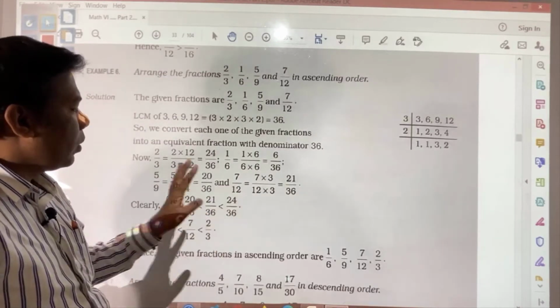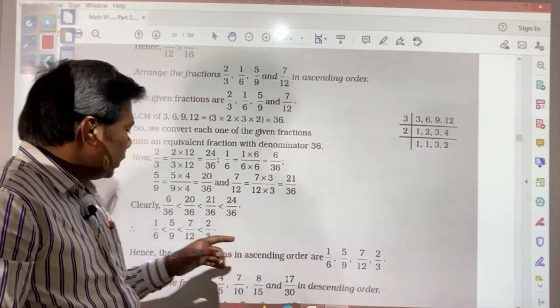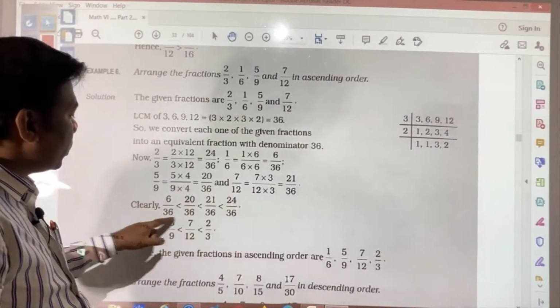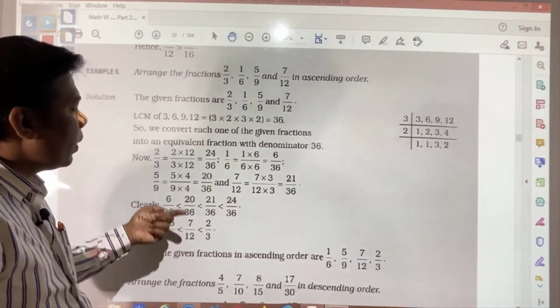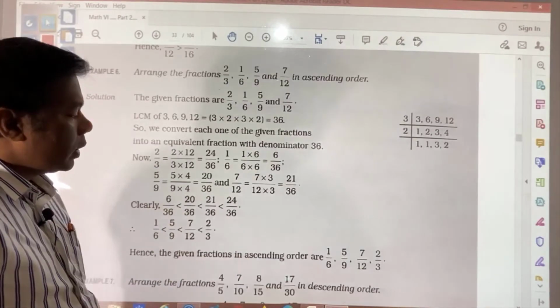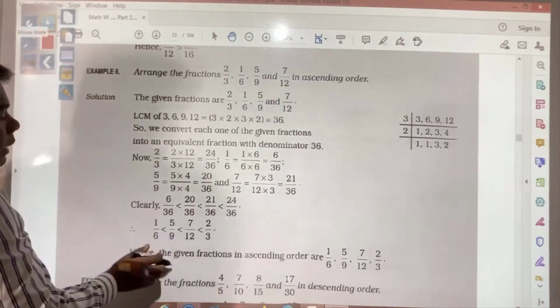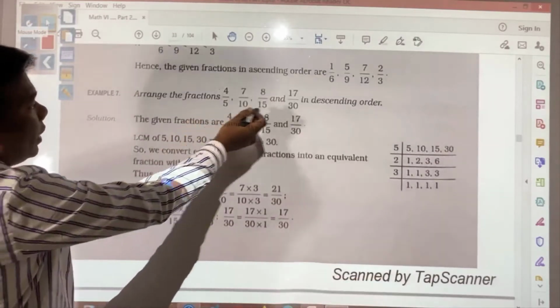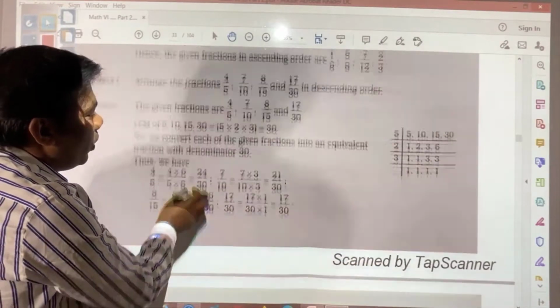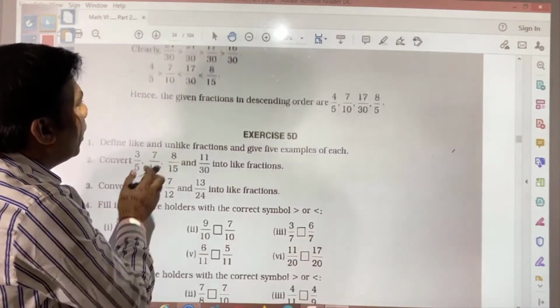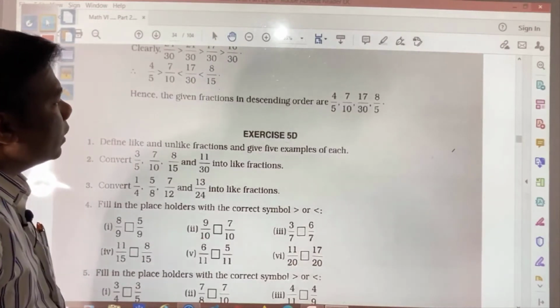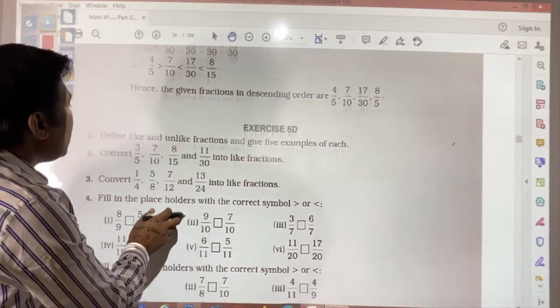Now it is required to be compared. So this has been compared, and then you see how in ascending order it should be written, smaller to greater. In the same way, if descending order is given, the same rule will be applied, and then you have exercise 5D.